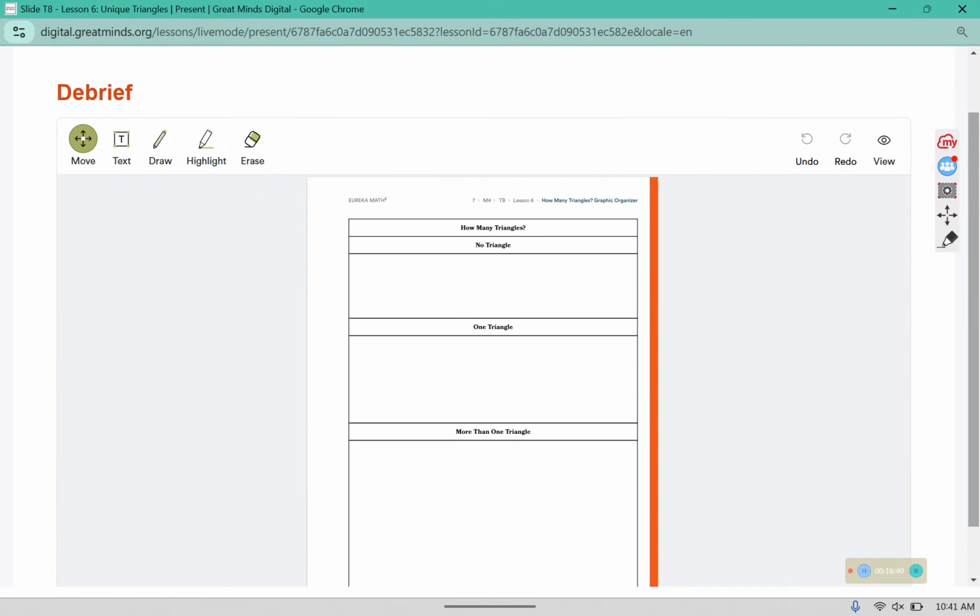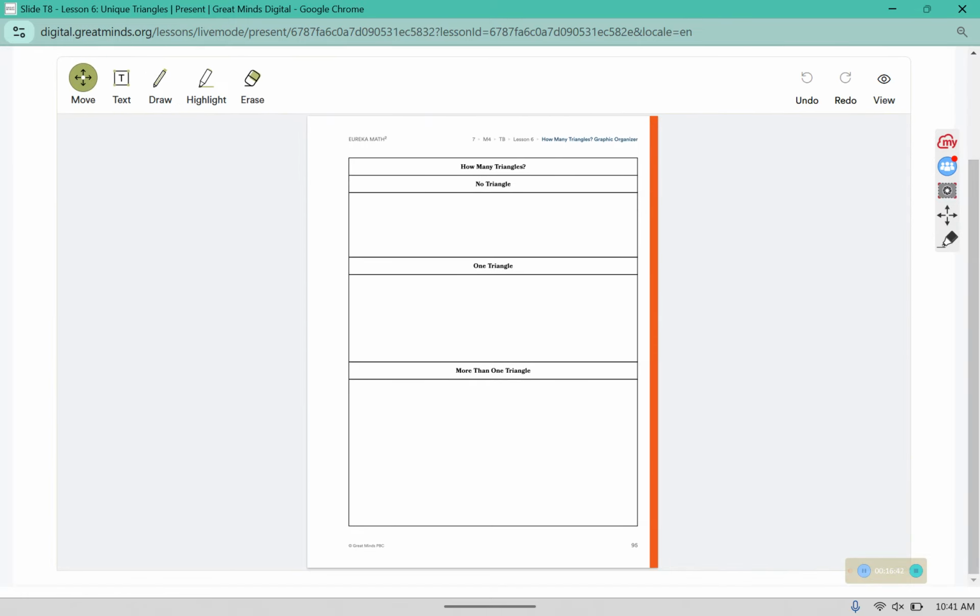In your book, on page 95, there's a graphic organizer, and it says how many triangles. So no triangle, 1 triangle, or more than 1 triangle. You're going to think back on the previous few pages. When could we create 1 triangle? When could we create multiple triangles from the same criteria? And when could we create no triangles?